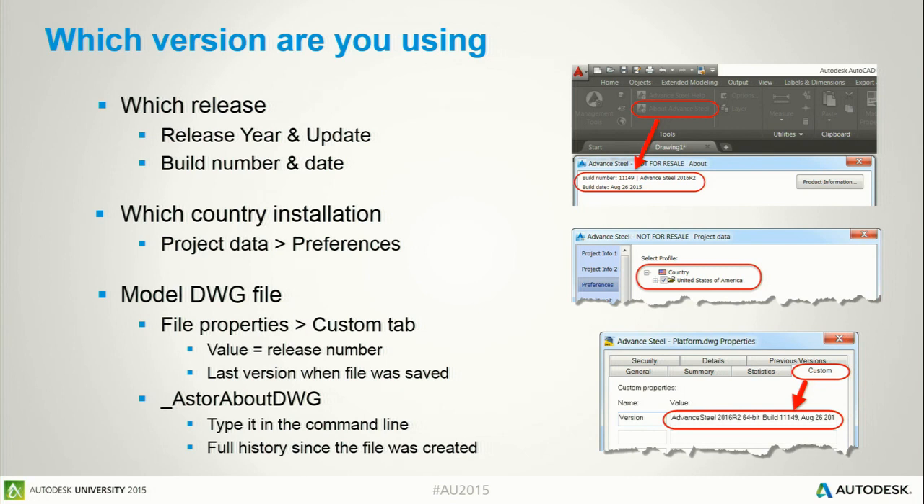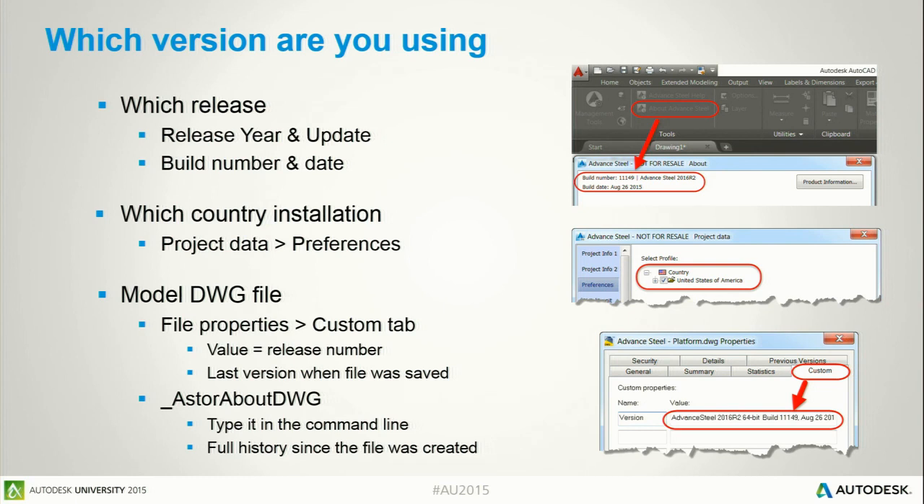If you want to know for which country you installed Advanced Steel, because you know Advanced Steel is available in English and in other languages also, and when you install it in English, you can install it in US for the US, you can install it in Australian for Australia, in UK for UK, things like that. But sometimes you don't remember which installation you have chosen. So if you go to the project data preference, you see what installation you have chosen for Advanced Steel. Okay, it's a way to know it.